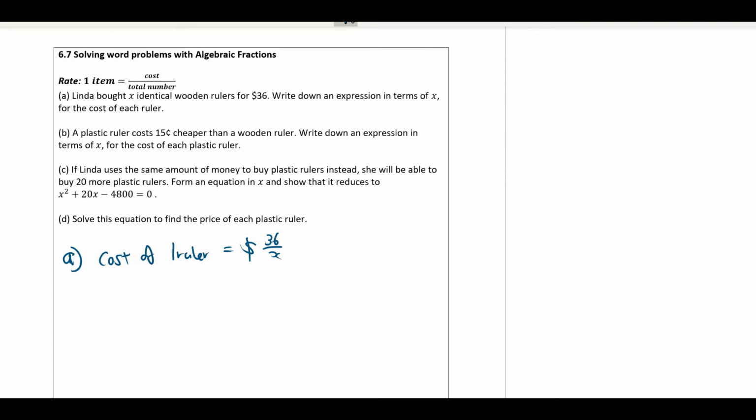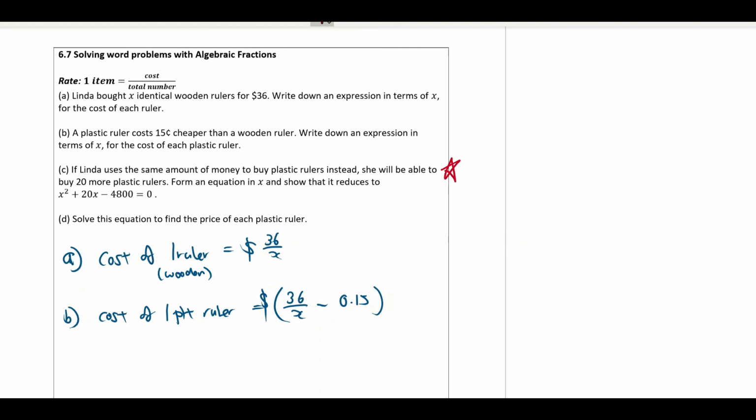Next, a plastic ruler costs 15 cents cheaper than the wooden ruler. Write down an expression for a plastic ruler. Okay, so in this case, this is wooden. Part B, cost of one plastic ruler is equals to 36 over x minus 0.15 because they say that it is cheaper. Okay, so for part C, part C is the crucial part that you need to form the equation.